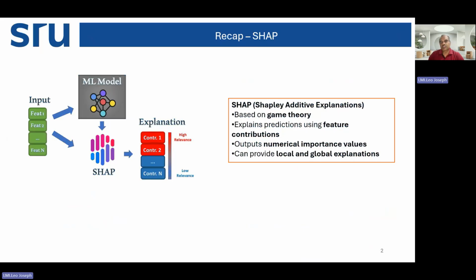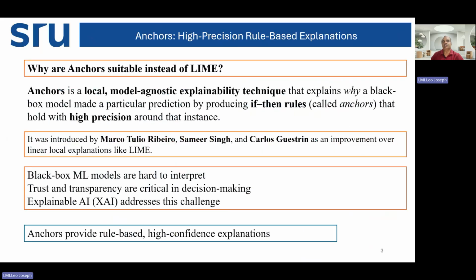Now, slowly moving on, we are going to take a new concept called anchor. What is meant by anchor? How is it different from the previously learned concept LIME? LIME is a local interpretable model-agnostic explainable technique. Here also a model-agnostic explainable technique is coming. Local is also coming. So more or less anchor and LIME are the same.